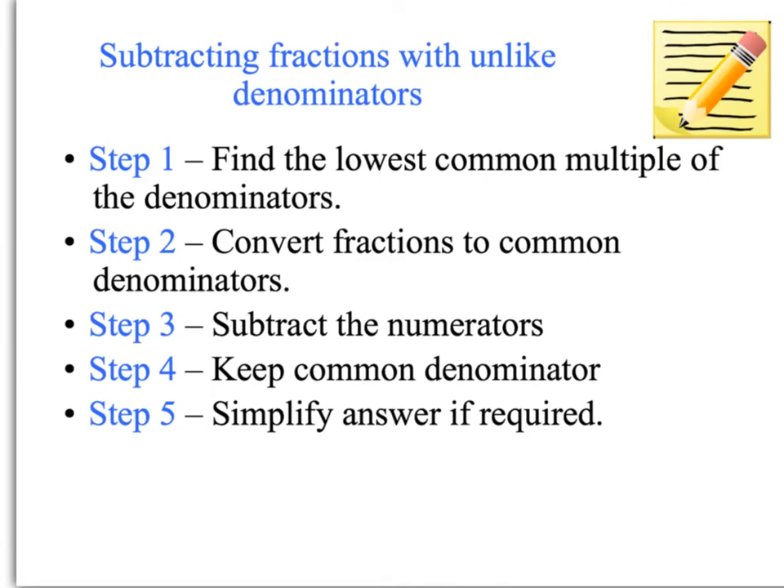Now again, it's the same steps as adding fractions. You find the lowest common multiple for the denominators if they're not common denominators. Then you convert the fractions to common denominators and subtract the numerators. So the only difference is that instead of adding, you're subtracting. You keep the common denominator and make sure to simplify the answer if you need to.